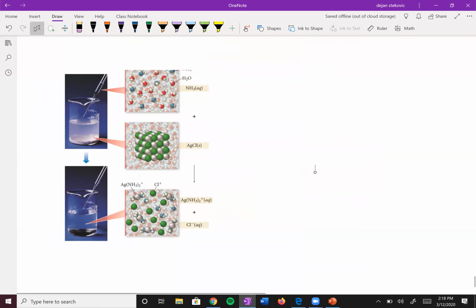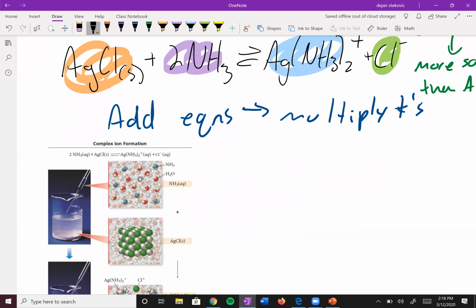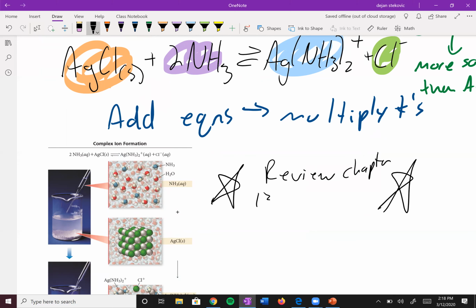It's actually chapter 13. So put a little star here: review chapter 13 for the coupled equilibria. We'll see some more examples tomorrow or next class as well. And that's it. See you guys in lab.